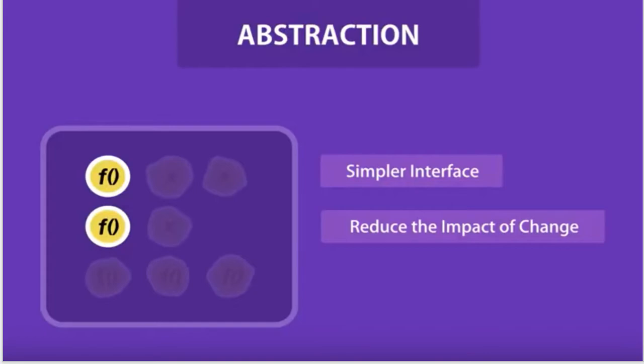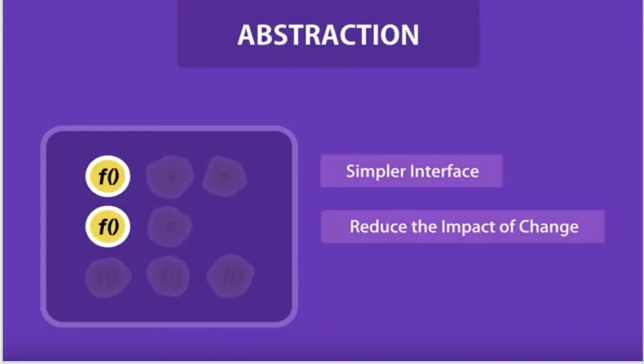In practice, we can use the same technique in our objects. We can hide some of the properties and methods from the outside, and this gives us a couple of benefits. First is that it will make the interface of those objects simpler. It's easier to understand an object with fewer properties and methods than an object with several properties and methods.